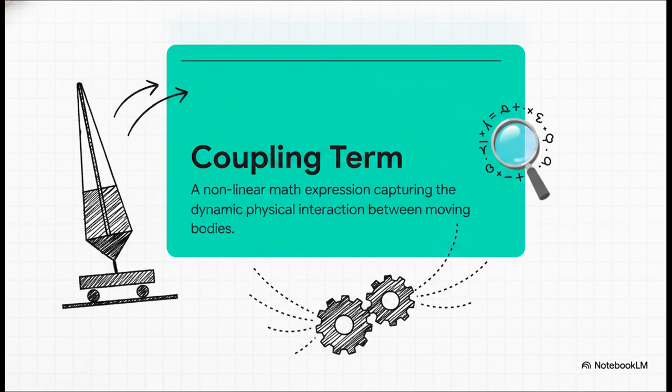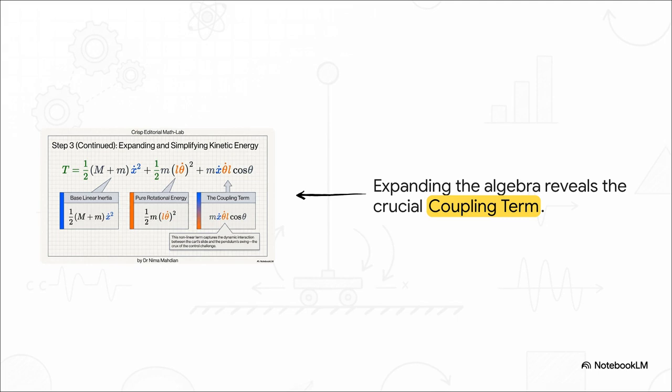Now, before we actually expand all that math out, we need to clearly define a really specific concept we're about to run into, the coupling term. In dynamic modeling, a coupling term is essentially a nonlinear mathematical expression that captures the physical interaction, the mechanical tug of war, if you will, between multiple moving bodies. Seriously, understanding this tug of war is the entire reason this pendulum is so notoriously difficult to keep under control. All right, so when we expand the algebra, FOIL out those squared terms, and group the components together, out pops this specific coupling term. This mathematically represents that physical tug of war. When the cart accelerates, it physically tugs the pendulum, and when the pendulum swings, it pushes right back on the cart.